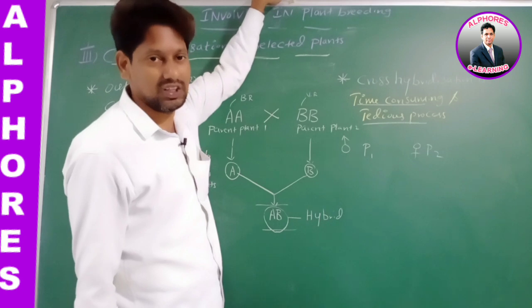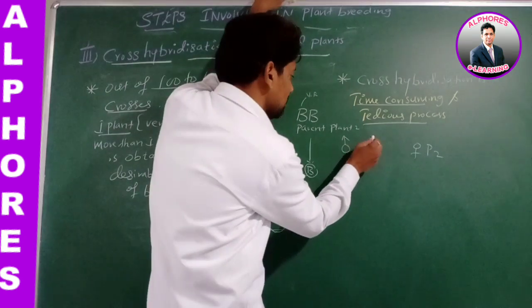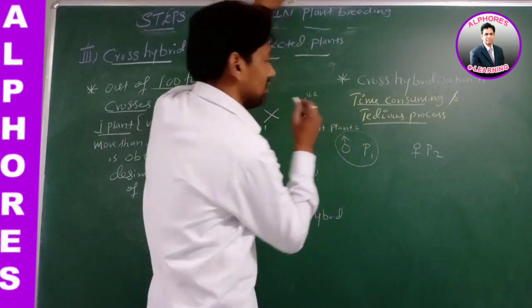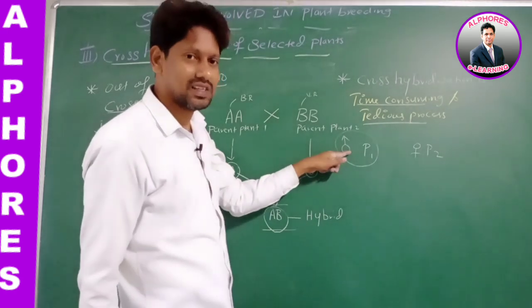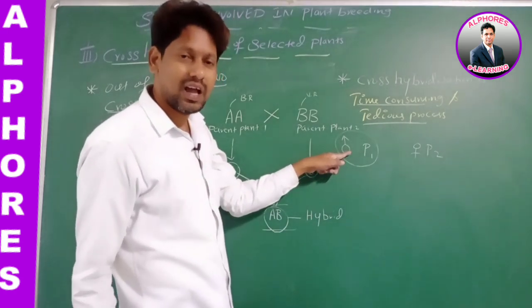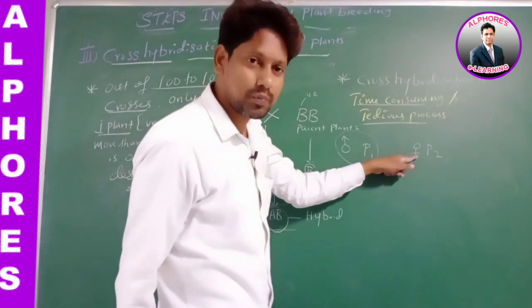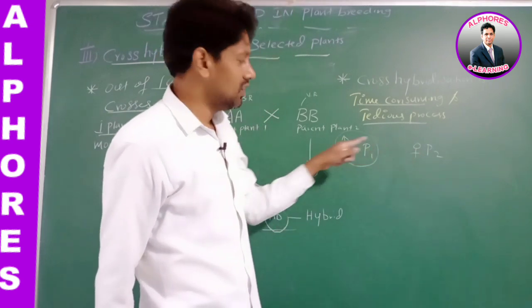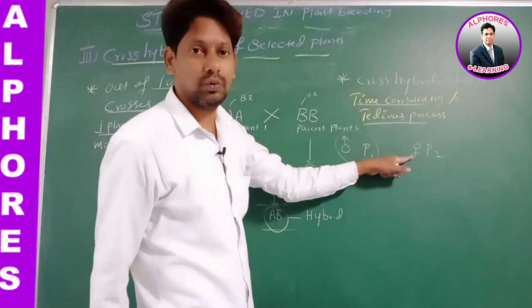Now, what is the fourth step? Artificial cross-pollination. Sir, this is which parent? Male parent. Yes or no? Why did we select this as a parent plant having desirable characters? Now this is male, this is female.